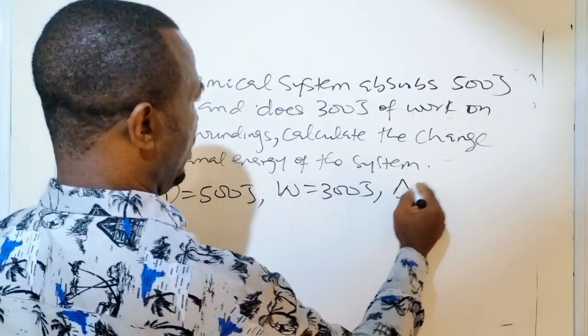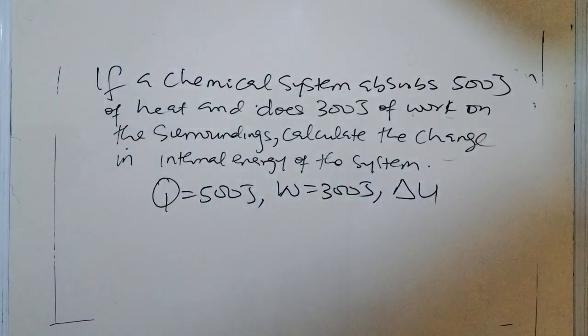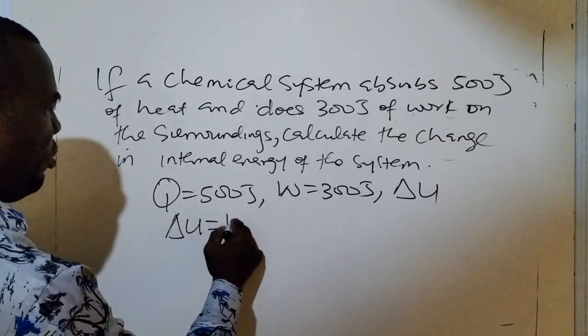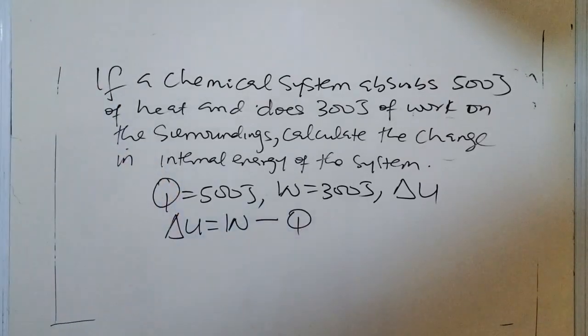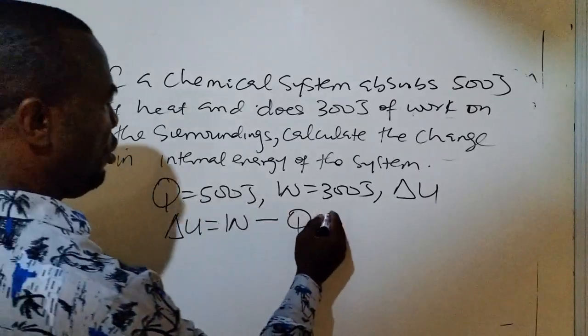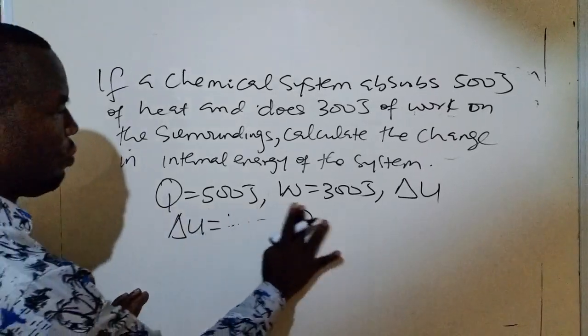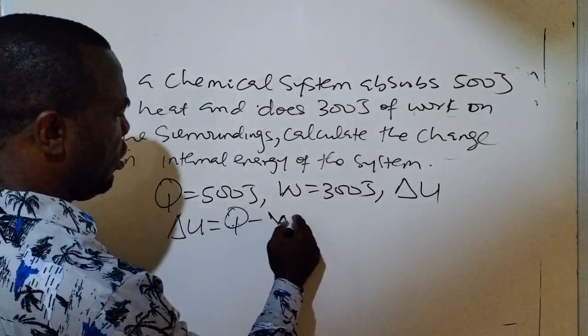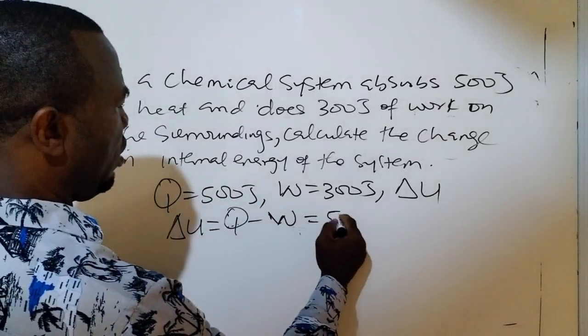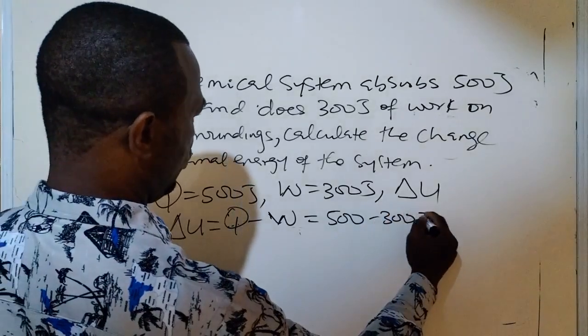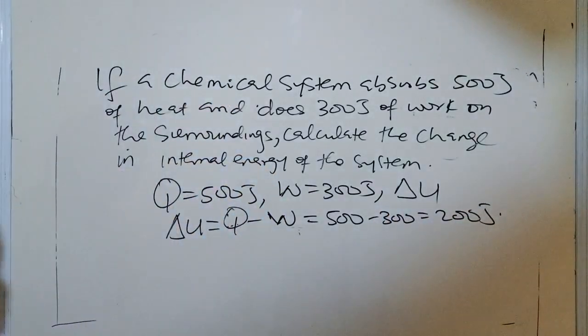We're looking for the change in internal energy. For the first law of thermodynamics, we stated earlier on in this video, our change in energy is given by W, work minus heat. So you substitute and then solve. You begin by, there's an error here, you begin by Q minus W, sorry. So you substitute, our Q is 500, our W is 300, that gives us 200 joules. So the change in internal energy is 200 joules for this question.